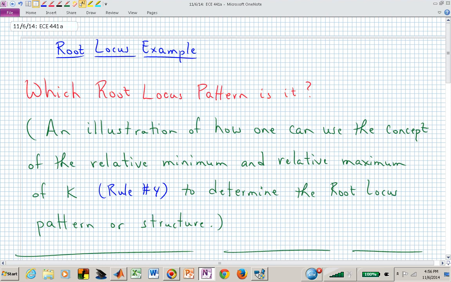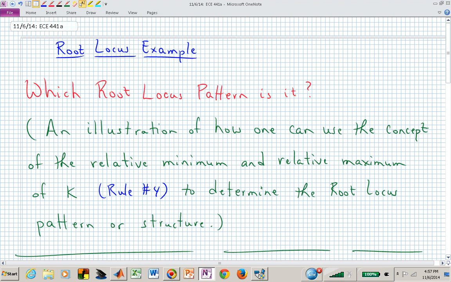This segment is going to talk about a particular root locus example, and really it's going to look at two different transfer functions. We are trying to understand this question: which root locus pattern is it? There might be a couple of different possibilities based on the relative spacings of the poles and zeros, and we want to determine which particular pattern it is going to be, or whether there is a way that we can determine which pattern it is. And in fact, we will find that this is utilizing rule number 4.